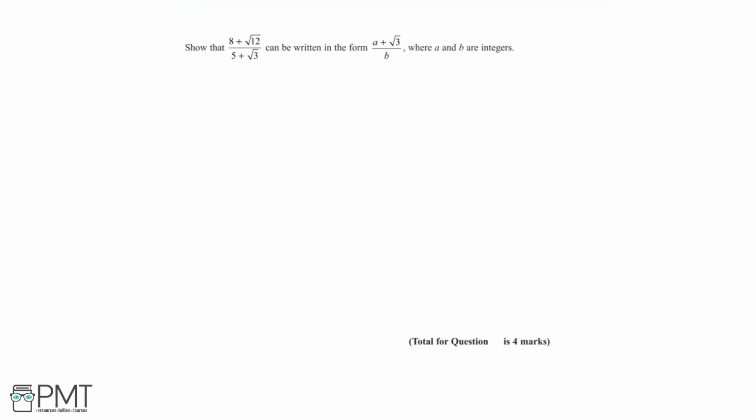In this question, we need to show that the fraction 8 plus root 12 divided by 5 plus root 3 can be written in the form a plus root 3 over b, where a and b are integers. Now when we have a fraction with a surd in the denominator, we need to rationalise the denominator, and in this case we can do so by using difference of two squares.